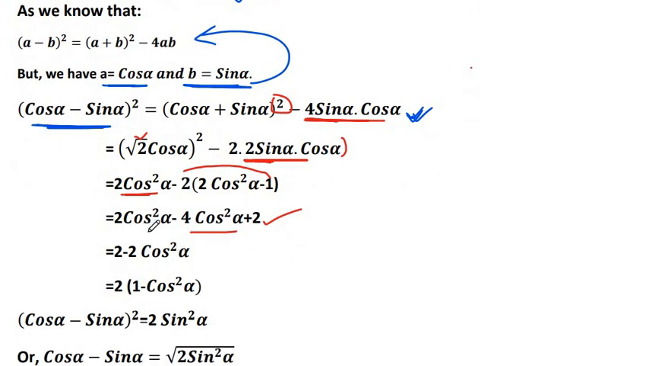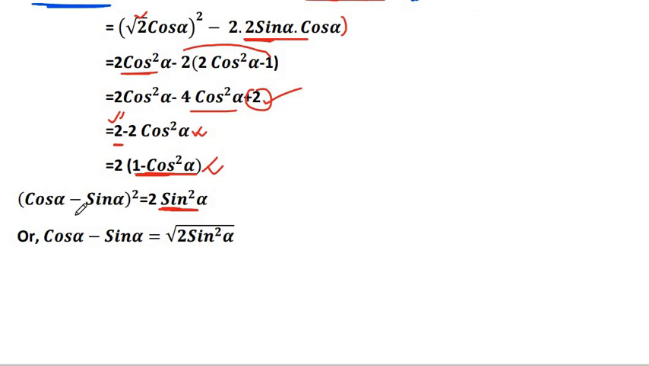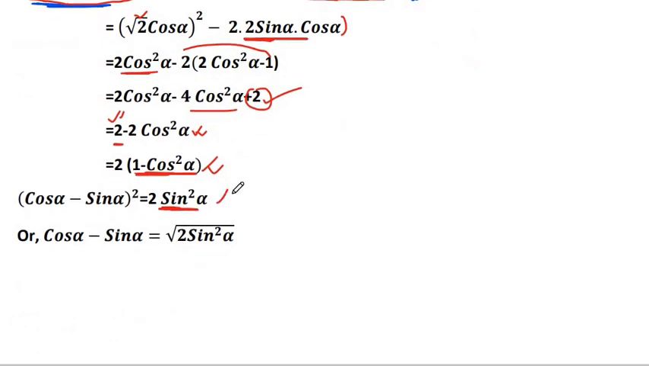Now I have written this constant term 2 in front, and then the difference between 2 cos square alpha minus 4 cos square alpha is minus 2 cos square alpha. I have taken 2 common, and after taking 2 common, 1 minus cos square alpha is left, and 1 minus cos square alpha is the formula of sin square alpha, so I kept sin square alpha. After this, what we found is the value of (cos alpha minus sin alpha) whole square, which equals 2 sin square alpha.